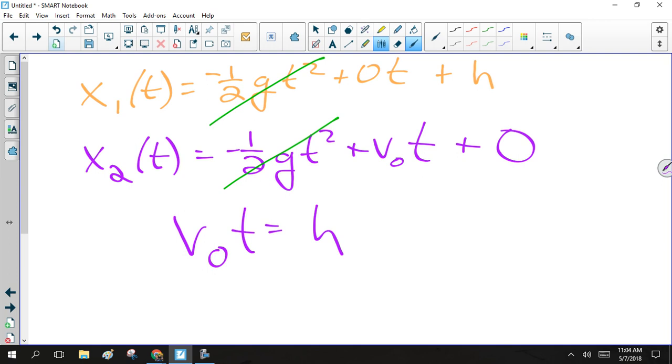Okay. The other way to think about it is if you think of it from the frame of reference of either of the objects, they both have the same acceleration, right? So relative to each other, they're not accelerating. They begin a distance of h apart, and one of them is moving at a velocity of v0.